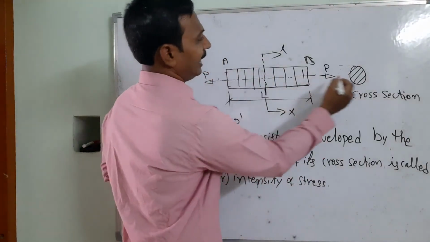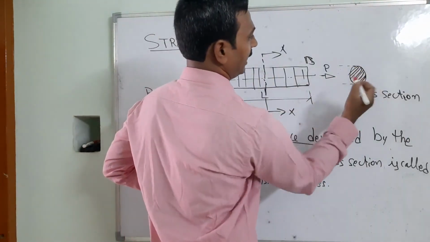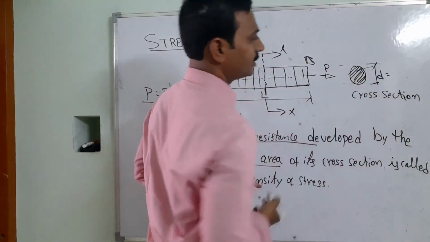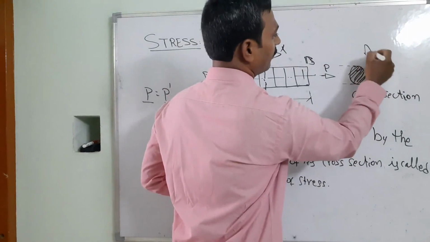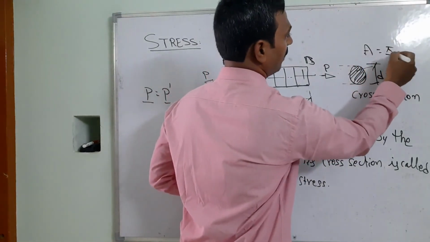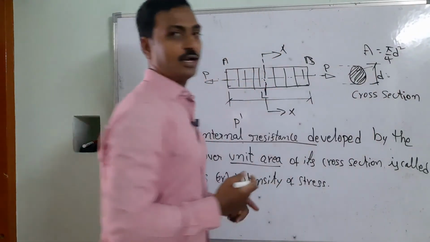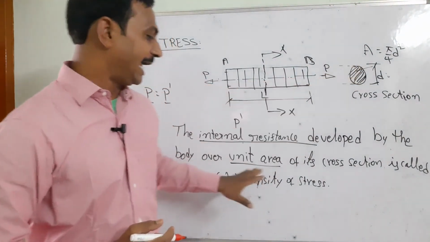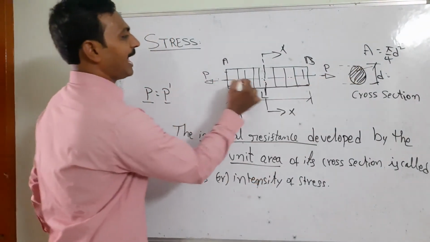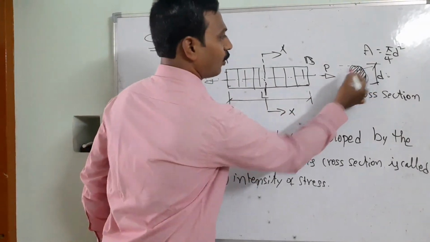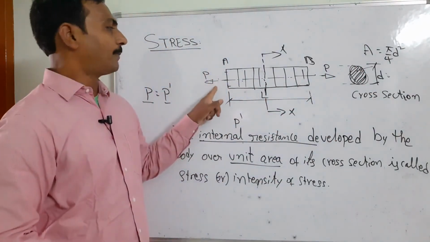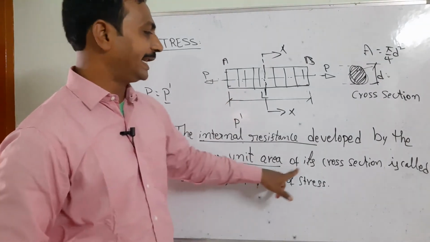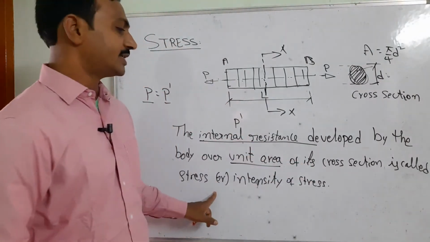Can you see here, this is your unit area. Suppose this is the diameter D. Then the area of this cross section is pi by 4 D square. Clear? That is the cross sectional area. When the load is acting, this surface is always normal to the applied force. So we can say that the unit area of its cross section is called stress, or intensity of stress.